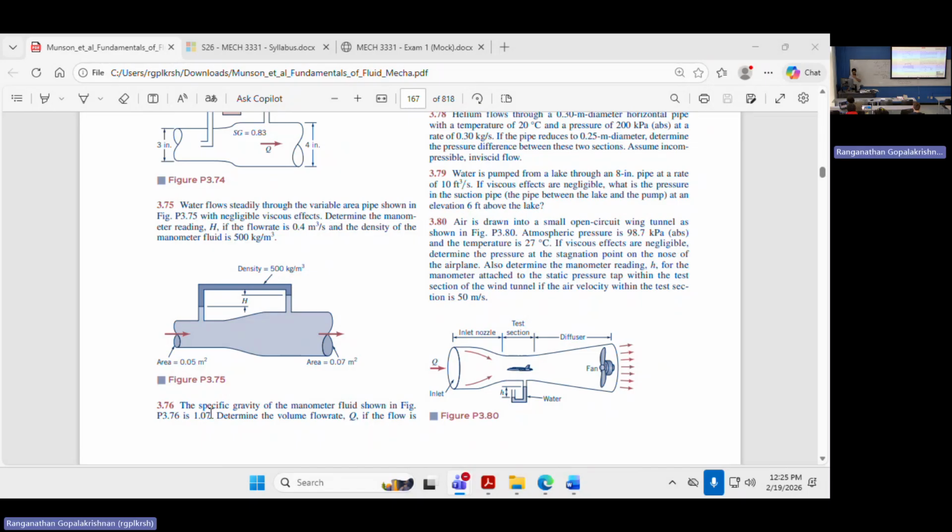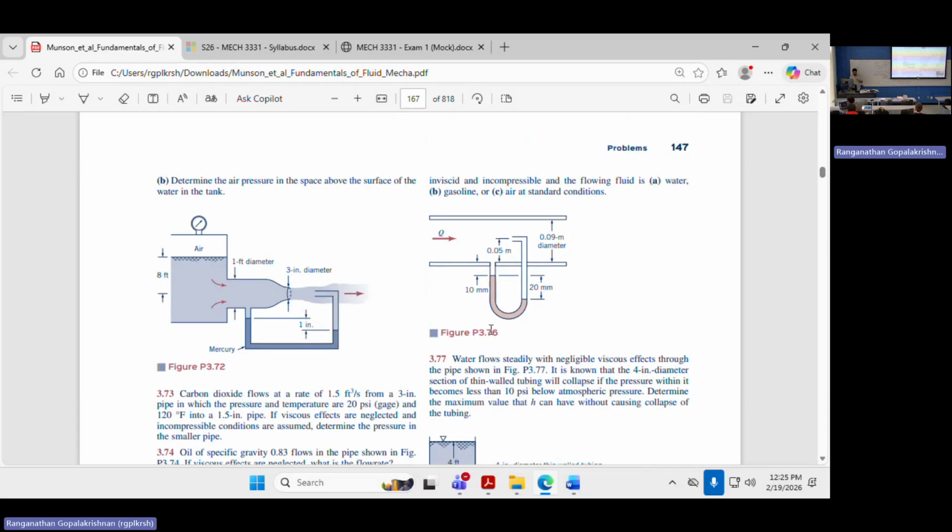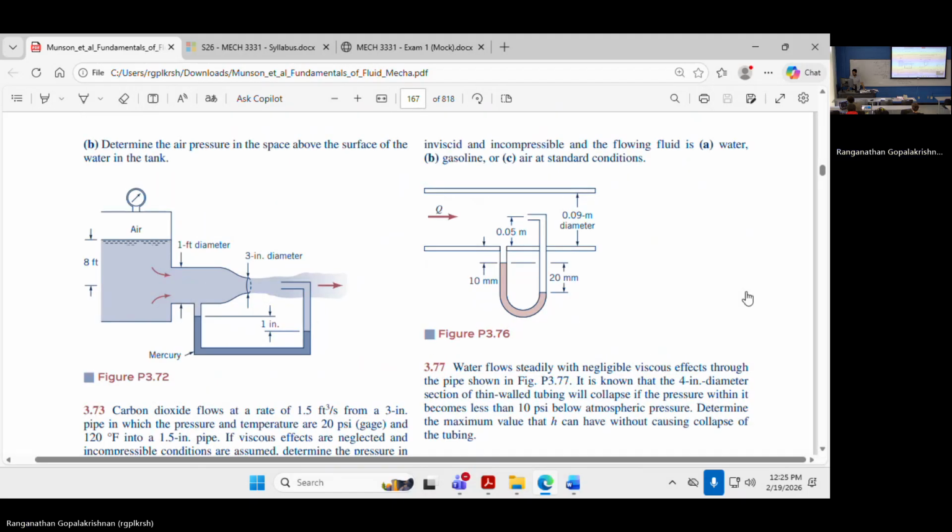All right, problem 3.76. The specific gravity of the manometer fluid in this figure is 1.07. Determine the volume flow rate. Okay, so here is the sketch. Determine the volume flow rate Q. If you have a fluid coming through, it could be water, gasoline, or air. You have here a way for the fluid to get in, and you are measuring a pressure difference. You are asked to calculate Q.